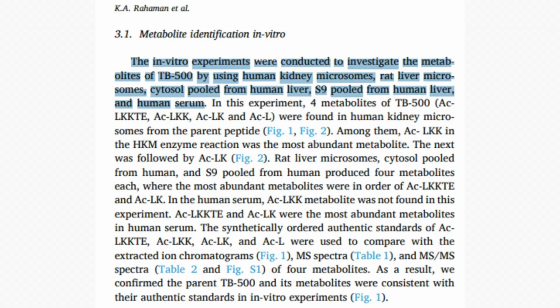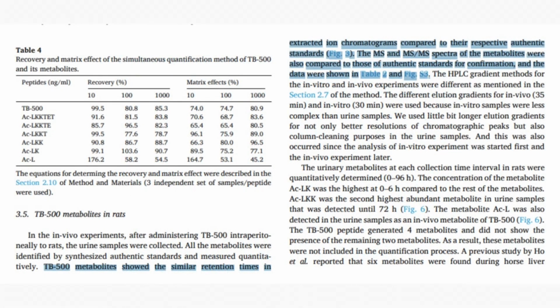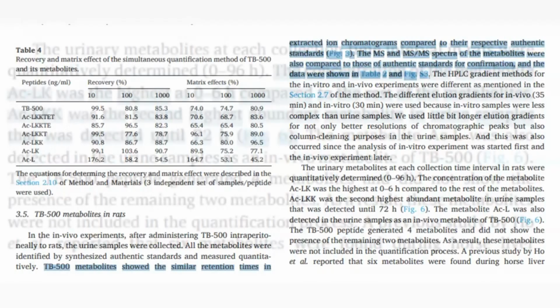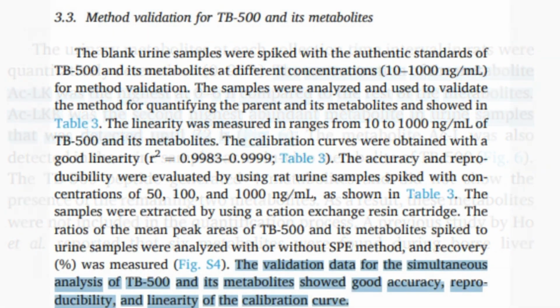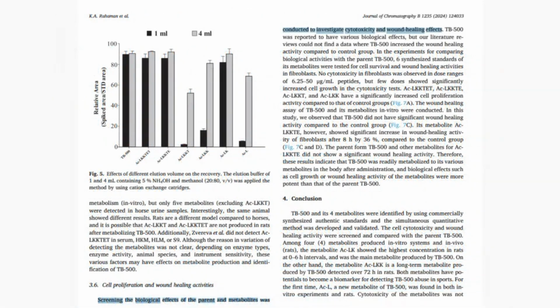The researchers utilized in vitro enzyme systems, including human kidney microsomes, rat liver microsomes, and pooled human liver cytosol, as well as human serum, to investigate the metabolism of TB500. The metabolites identified included ACLK-T, ACLKK, and ACLK, with ACLK being the most abundant in rat urine. In vivo studies involved administering TB500 to rats and collecting urine samples over a period of 96 hours to analyze metabolite concentrations. The method developed demonstrated high sensitivity and accuracy for simultaneous quantification of TB500 and its metabolites.